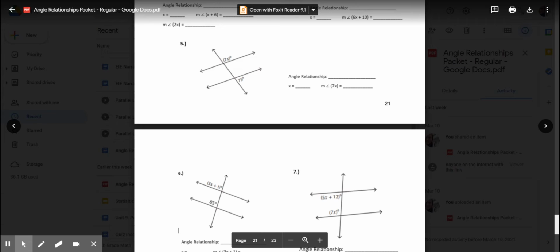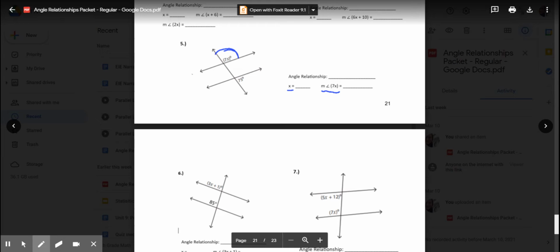We are in the angle relationships review, and I'm going to show how to do number 5, and then I'm just going to talk about 6 and 7. So number 5 here, it's asking me for the angle relationship. It's asking me to find what x equals and also find the measure of the angle that has 7x in it. So let me find that angle on my diagram. It's up here. Here's the one that says 7x.